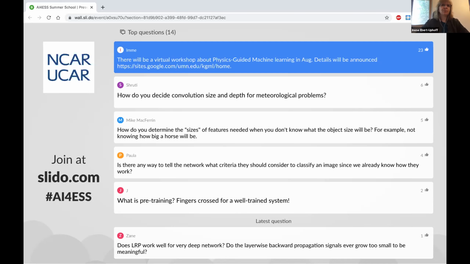I'm trying to think of meteorological examples where you don't know that. But I think in most examples, you know the meteorological size of the feature, and you usually know where your instruments are. So I would say in most cases, you probably have a good idea.